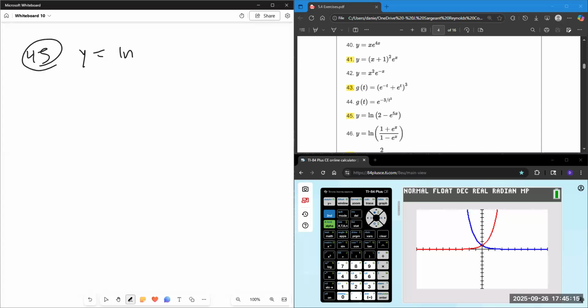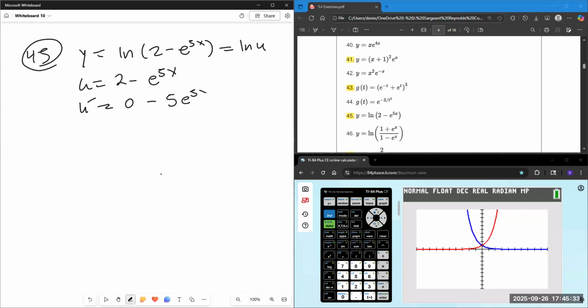45. Y is equal to ln of 2 minus e to the 5x. So this is ln of u, where u is equal to 2 minus e to the 5x. U prime is 0 minus 5e to the 5x, or a negative 5e to the 5x. Y prime is 1 over u times u prime, which is negative 5e to the 5x over 2 minus e to the 5x.